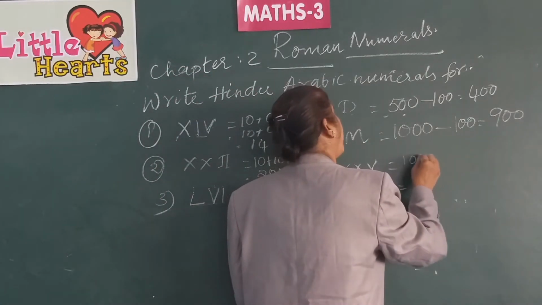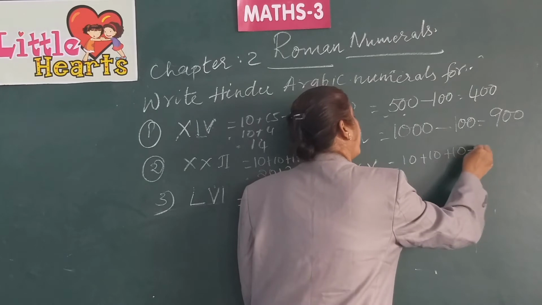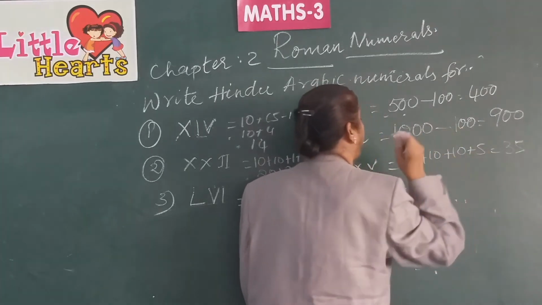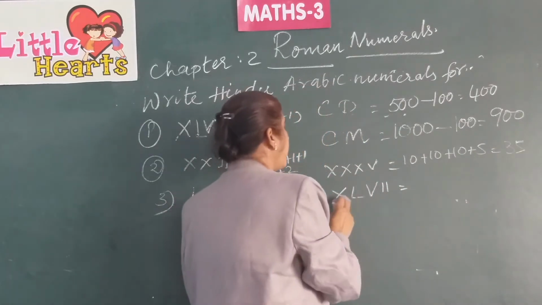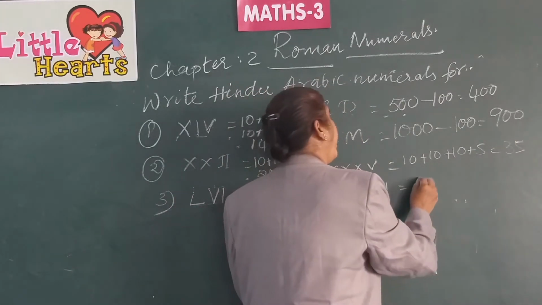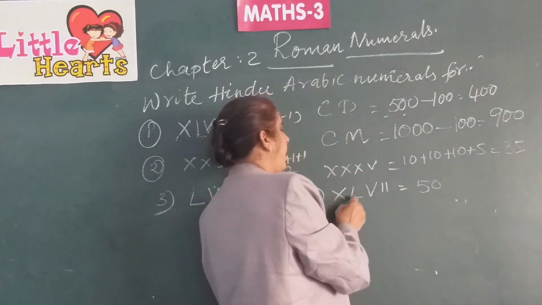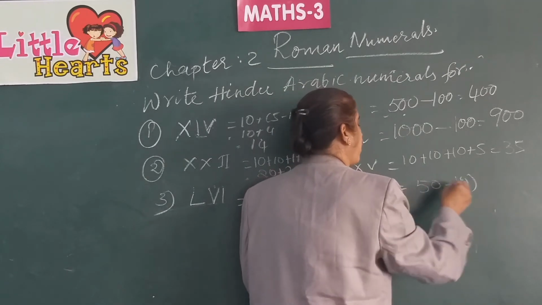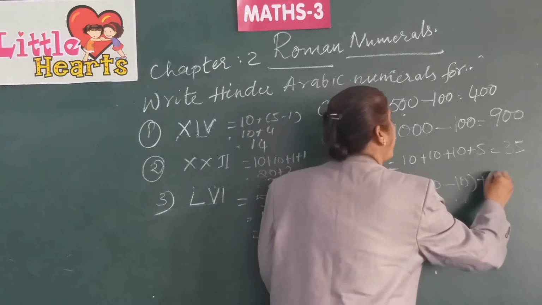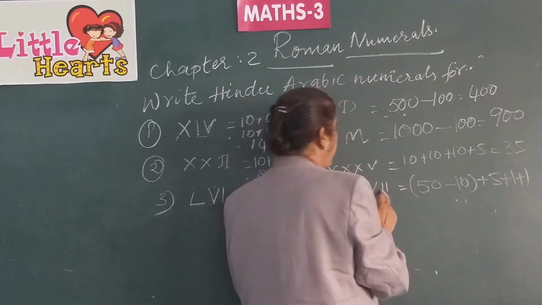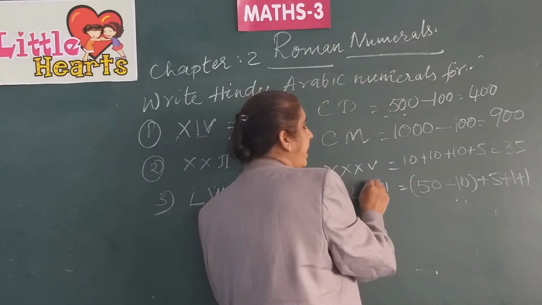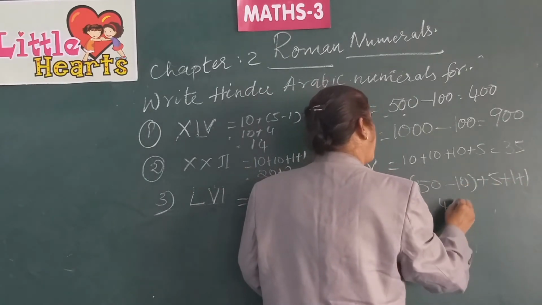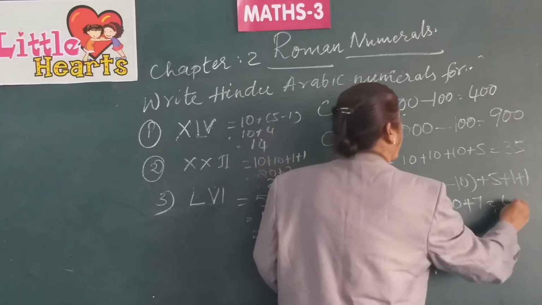XXXV. 10 plus 10 plus 10 plus 5, 35. 3 tens are 30 plus 5, 35. XLVII. L is 50 and X is to the left of L, so it is subtraction. And 5 plus 1 plus 1. The I's are towards the right side of 5, so we have to add. 50 minus 10, 40 plus 7, 47.